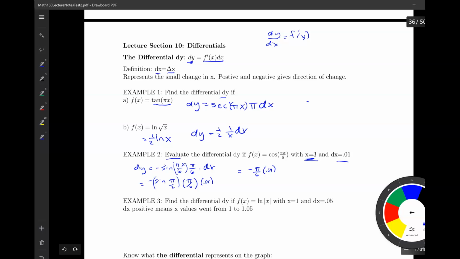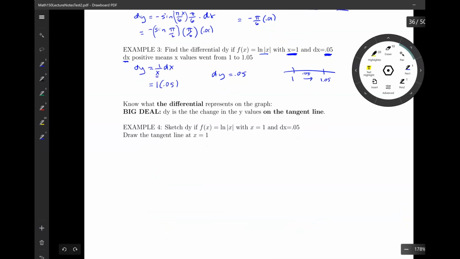All right, let's do another one here. So dy will equal f prime of x. You know the derivative of ln of the absolute value of x is just 1 over x dx. Okay, so x is 1, so that's what I put in here. So I get 1, and dx is 0.05. So my dy is 0.05. Now I'm starting to give you an explanation of what the dx means. The dx being positive means that the x value changed from 1 and moved a distance of 0.05, and so ended up at 1.05.